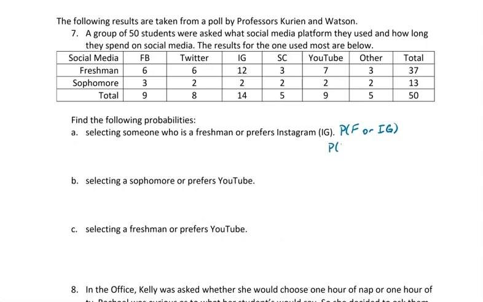So to do that, it's going to be the probability that they're a freshman plus the probability that they prefer Instagram minus any overlap.